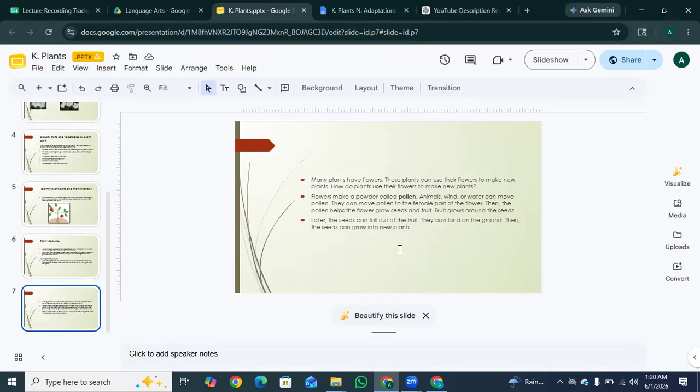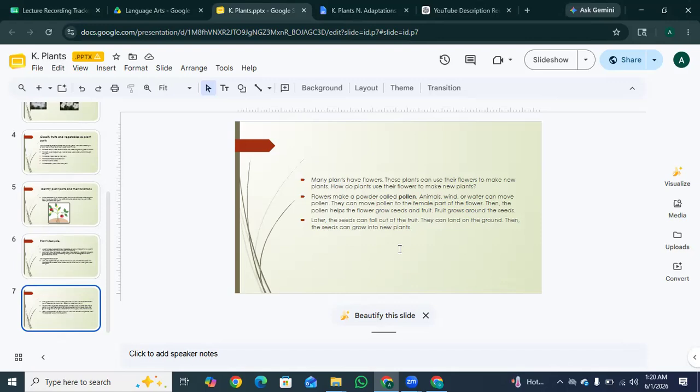Many plants have flowers. These plants use their flowers to make new plants. And how do plants use their flowers to make a new plant? Flowers make a powder called pollen. Animals, wind, or water can move pollen to the female part of the flower. Then the pollen helps the flower grow seeds and fruit grows around the seeds. Later, the seeds can fall out of the fruit and they can land on the ground. Then the seeds can grow into new plants.